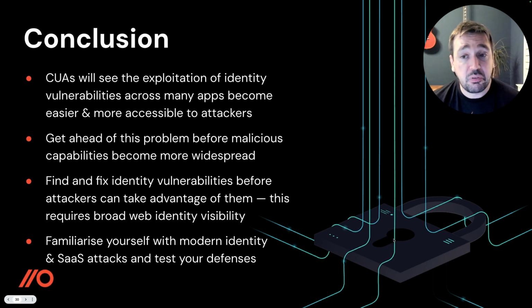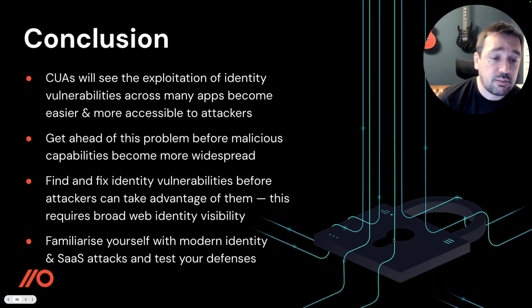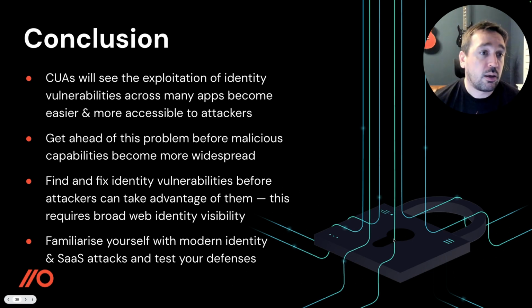And ultimately, in terms of organizations, if you're not already taking identity attacks very seriously, I think you need to get ahead of this problem before these malicious capabilities become more widespread. Work on identifying your identity attack surface, fixing the vulnerabilities you've got there, and getting prepared before you get hit in the next Snowflake or the next Snowflake times 10. And at the very least, familiarize yourself with modern identity and SaaS attacks and test your defenses against them. So, okay, we've been over quite a lot. Now let's move on to any questions.